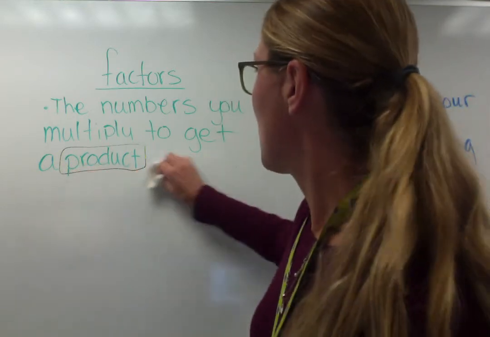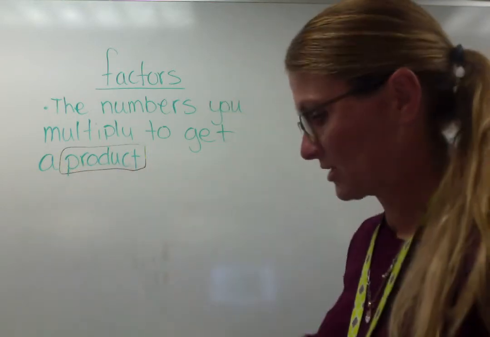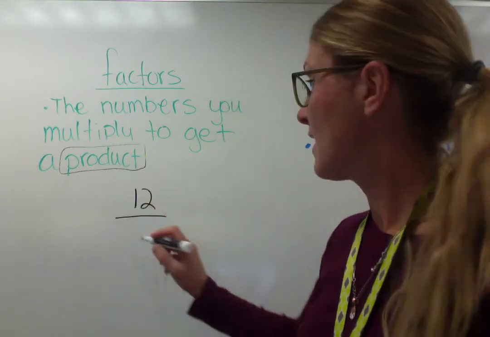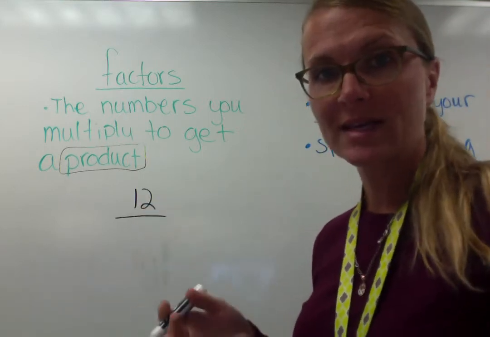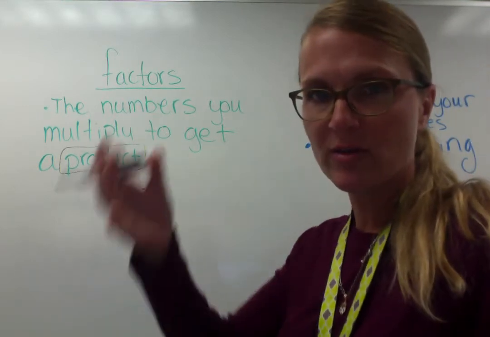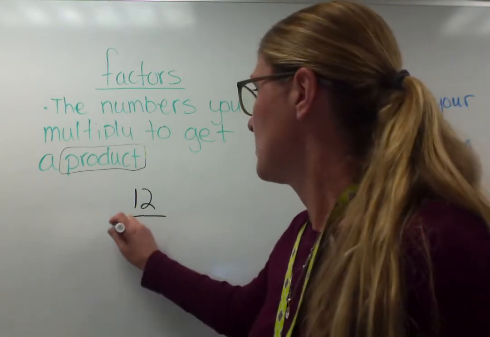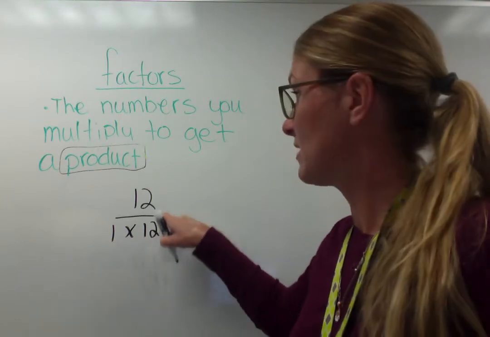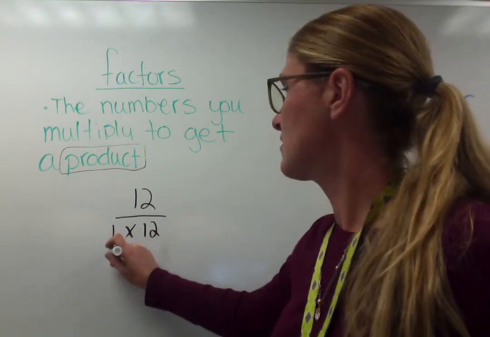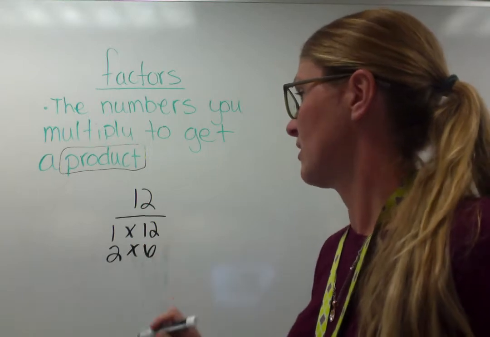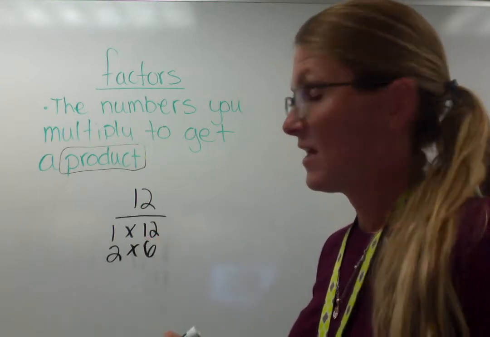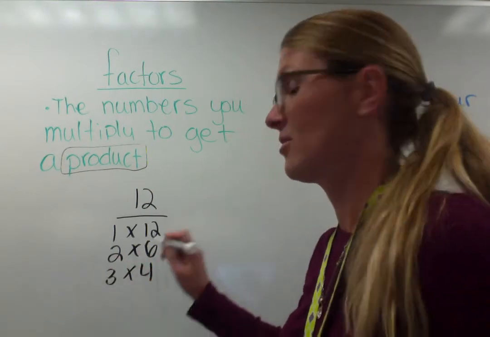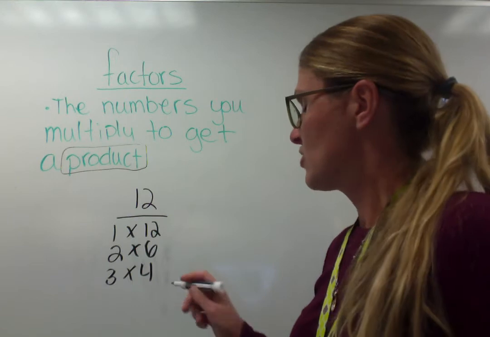So if I wanted to find all the factors of 12, okay, I would think about how many ways could I multiply to make 12, and I always start with the number 1 and work my way up because everything has a factor of 1. So 1 times 12 equals 12. Does 2 times anything equal 12? Yes. 2 times 6 equals 12. And then I ask myself, okay, 3, so I work my way up. Does 3 times anything equal 12? Yes. 3 times 4 equals 12.